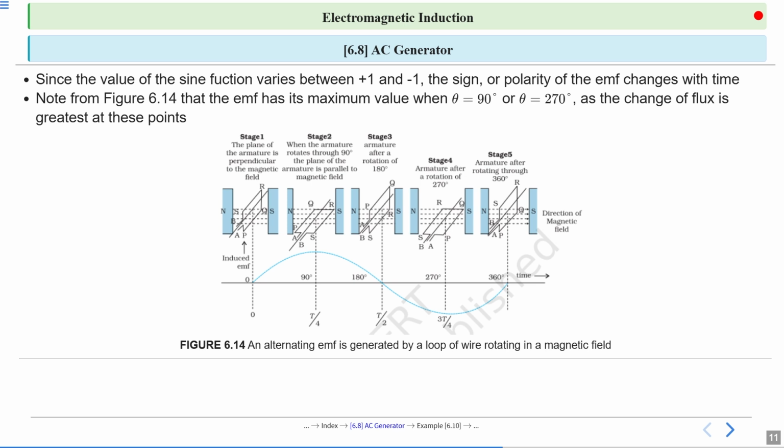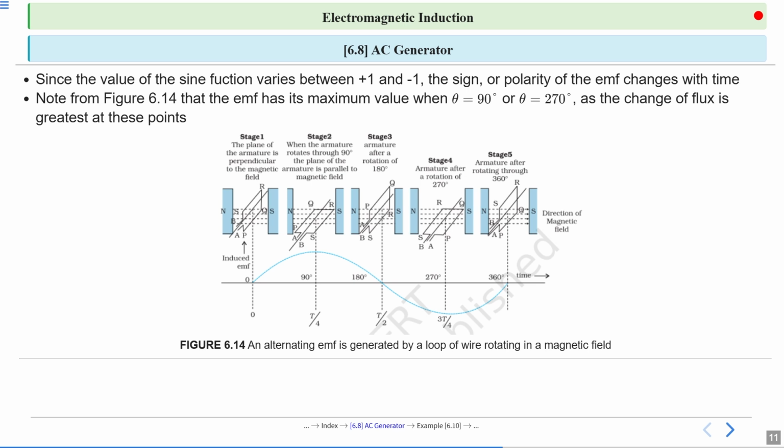Now PQ will go upward. So point your fingers in the upward direction and curl them towards the magnetic field, that is from north to south. Now your thumb will point in the direction from P to Q. So in arm PQ, current will be from P to Q. Now you can see current will be from P to Q, Q to R, R to S, S to outer circuit. Okay, and this current will change its direction.